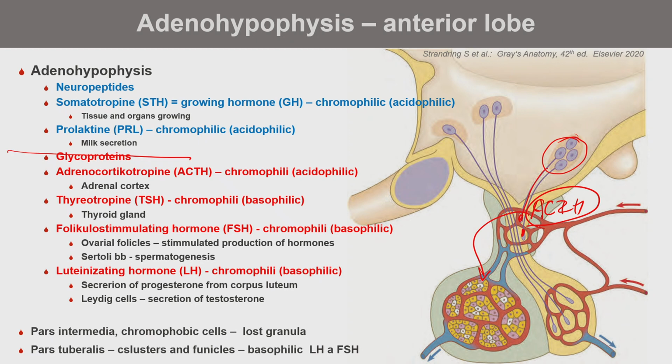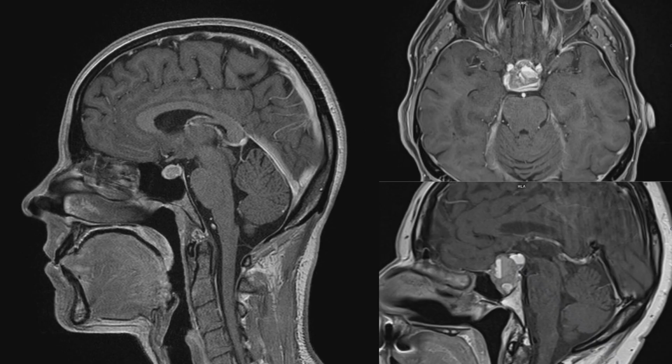Luteinizing hormone then is stimulating in a female the production of progesterone from the corpus luteum, and in Leydig cells, this hormone in male stimulates production of testosterone. So this is the production of hormones of the adenohypophysis.